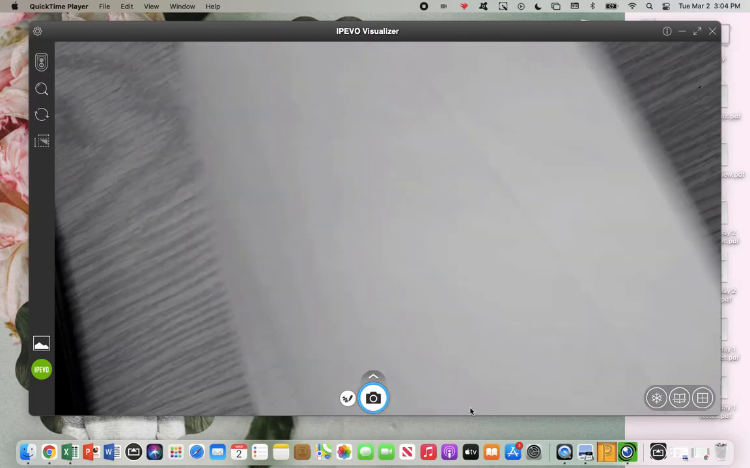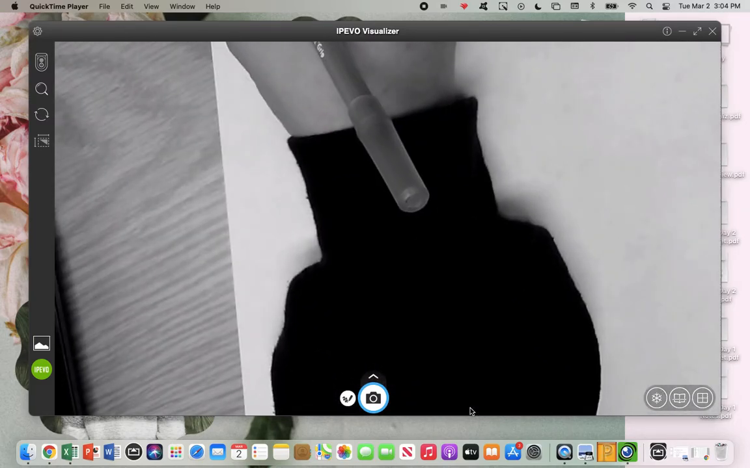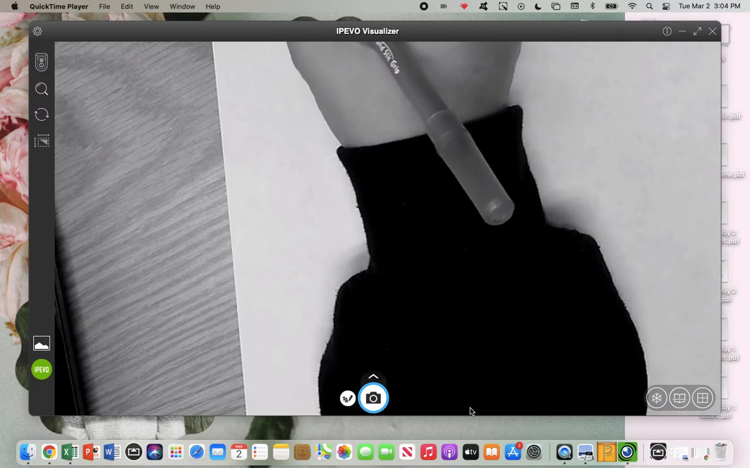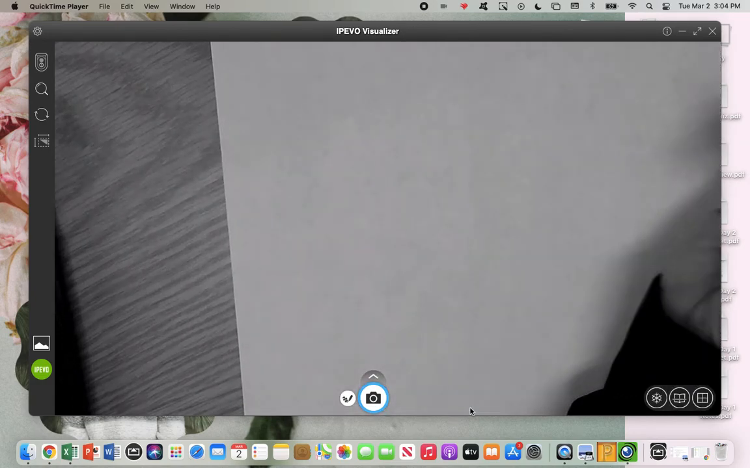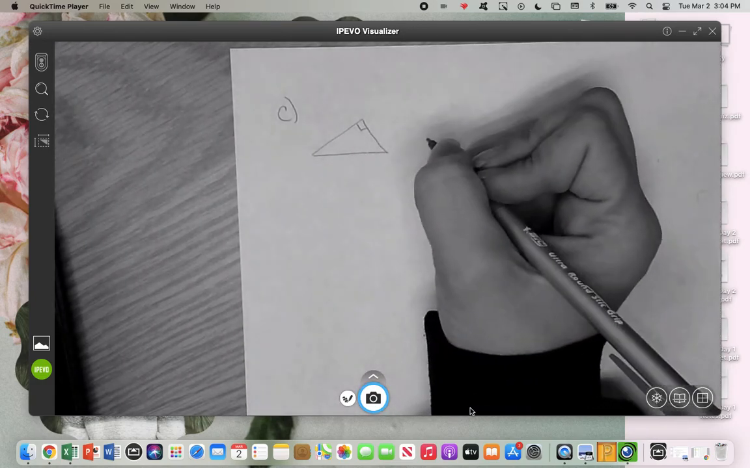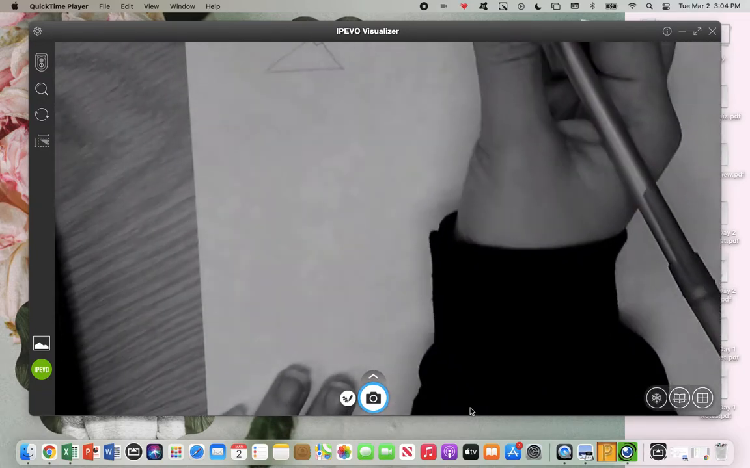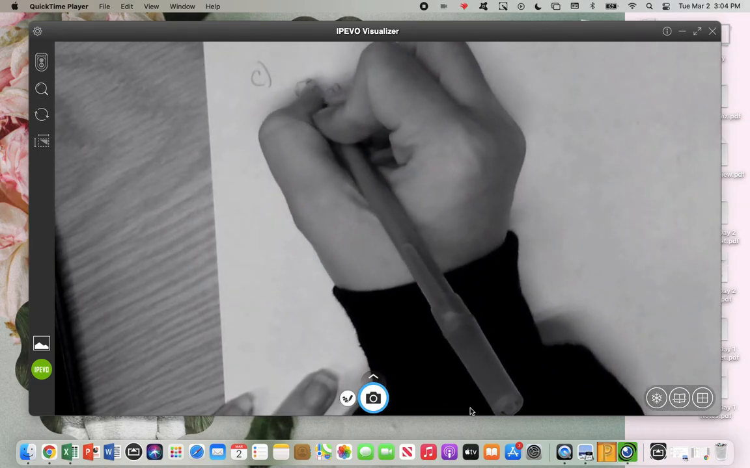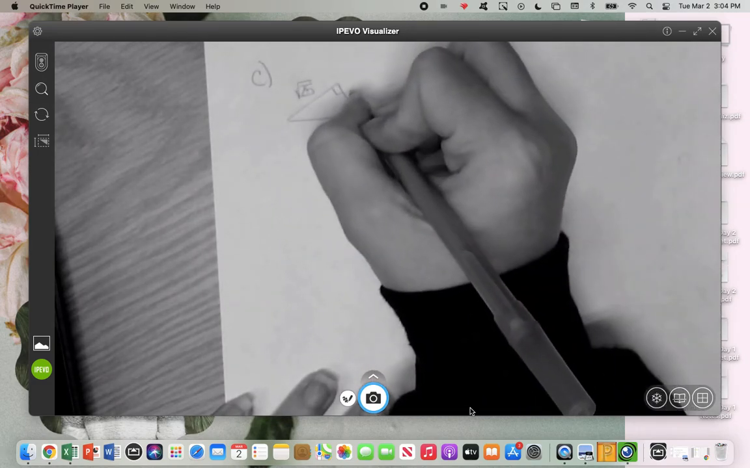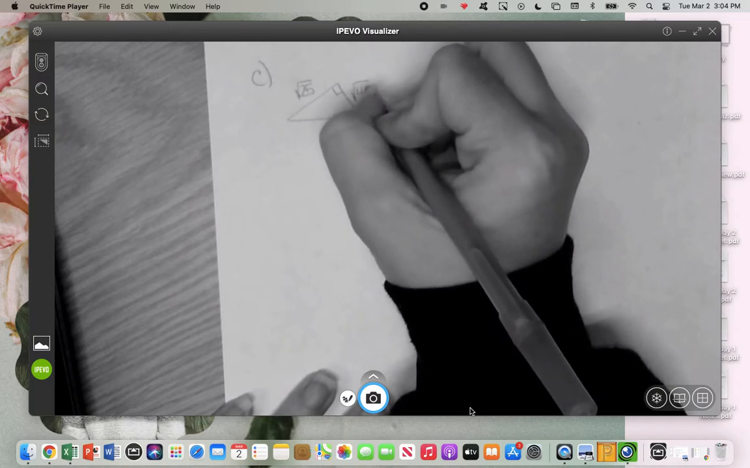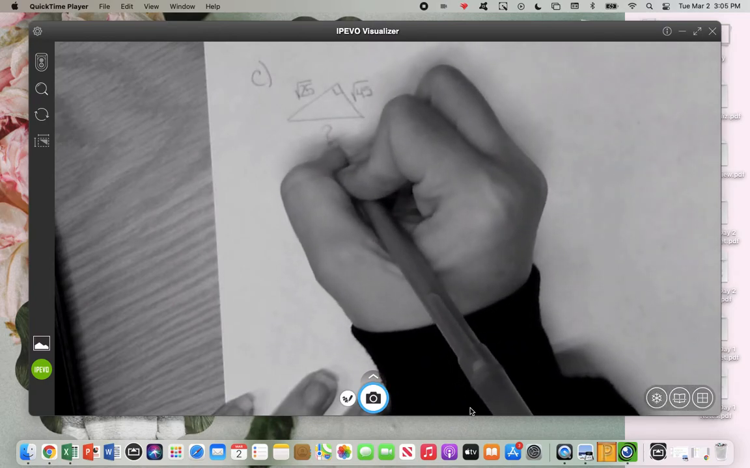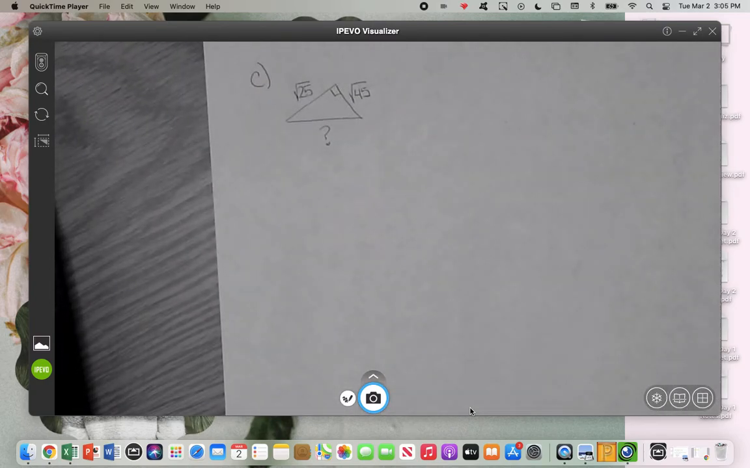All right, I've got one more. So we've got the right angle here, and we're going to say that, let's say this side is the square root of 25, and this side is the square root of 45, and we want to know what this is. So in this case, we have been given two sides, and we got to figure out what we're missing.